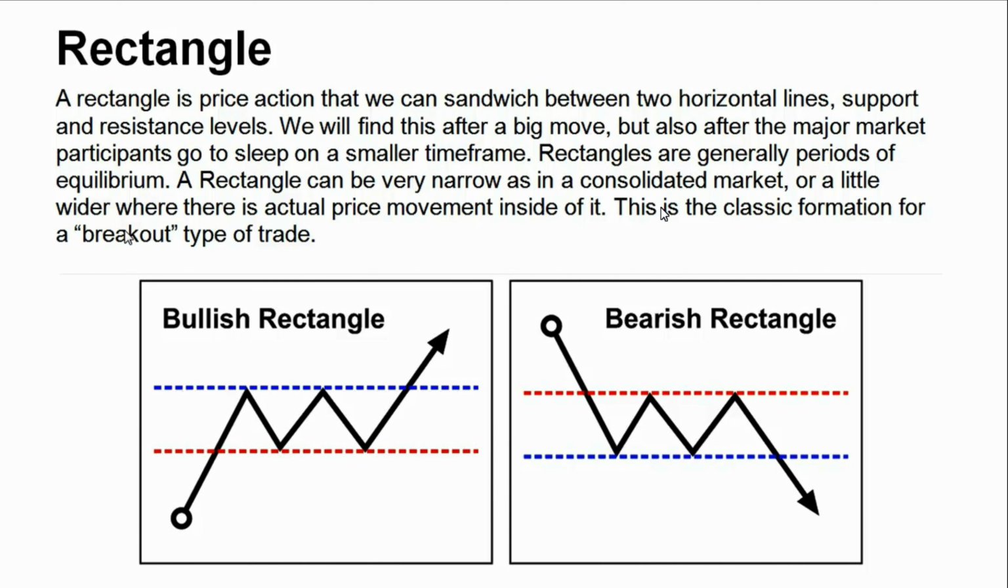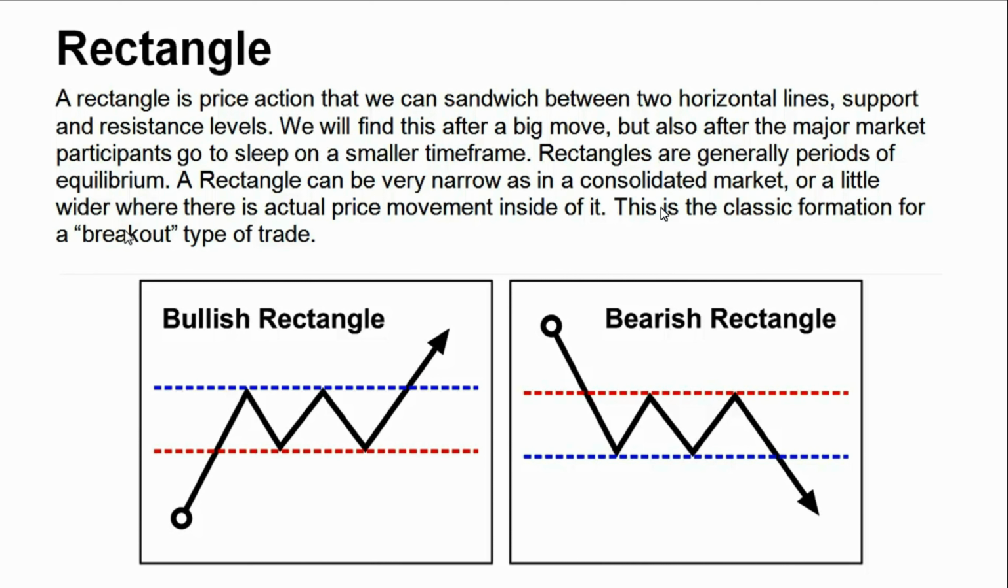So we'll find this rectangle after a big move from the upside or from the downside. When the market is coming from the bullish side, dropping down to the bearish side, you can see this rectangle forming. Or when it's coming from the bearish side, you can see this rectangle forming as well. This rectangle can be formed when the major market participants go to sleep on a smaller time frame. Rectangles are generally periods of equilibrium.